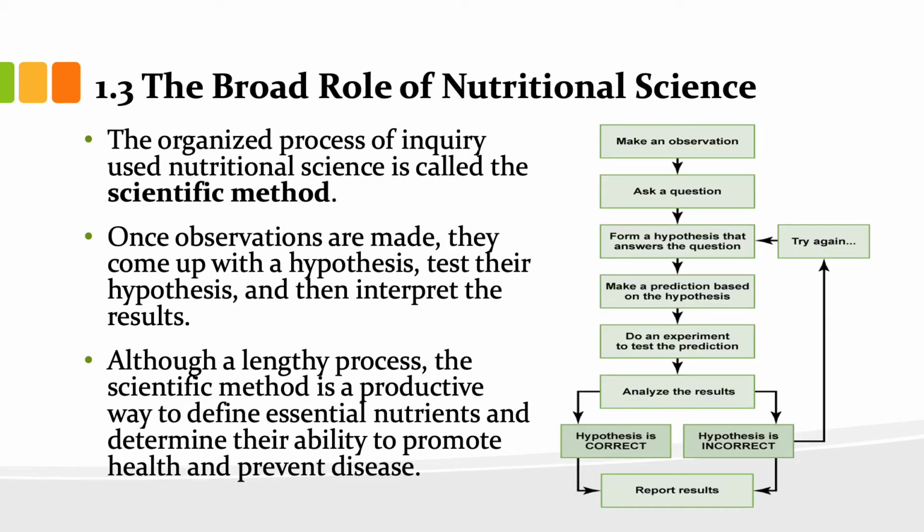The organized process of inquiry that's used in nutritional science is called the scientific method. Once observations are made, they come up with a hypothesis, test their hypothesis, and then interpret the results. Although a lengthy process, the scientific method is a productive way to define essential nutrients and to determine their ability to promote health and prevent disease.